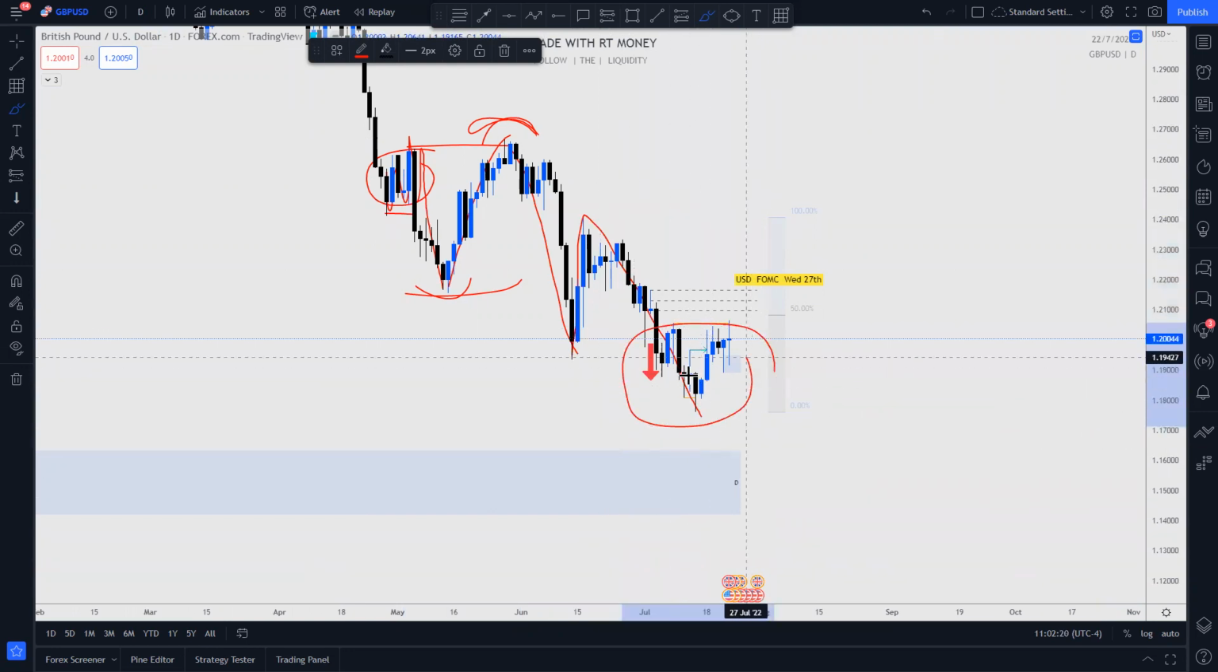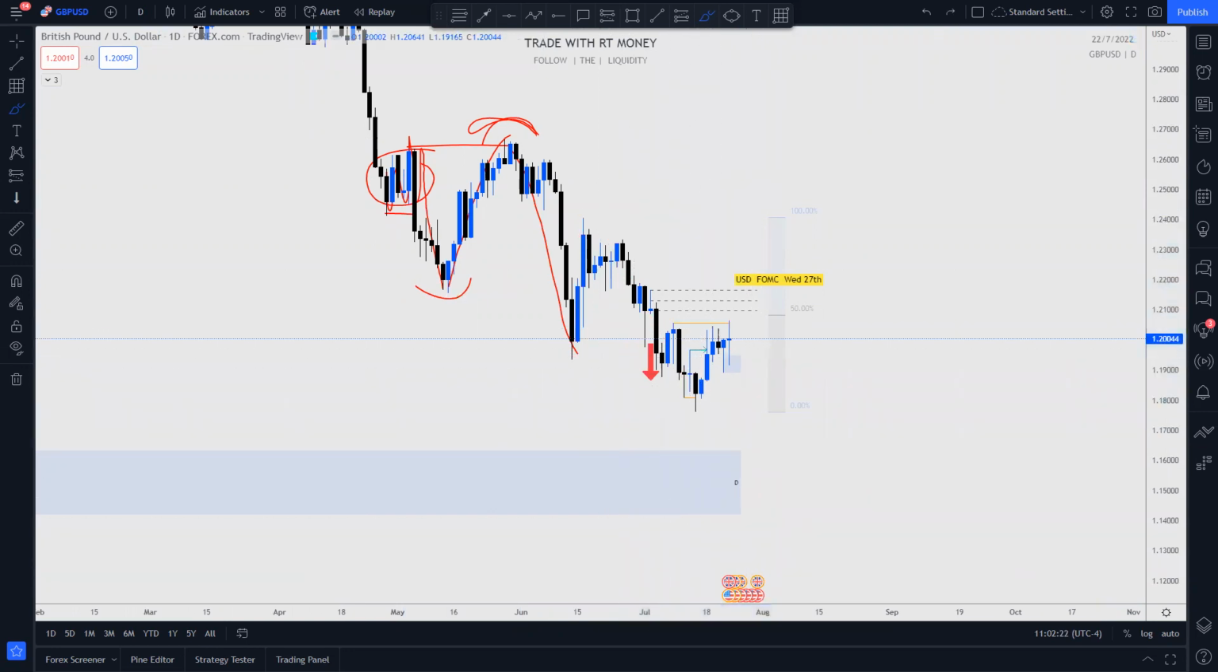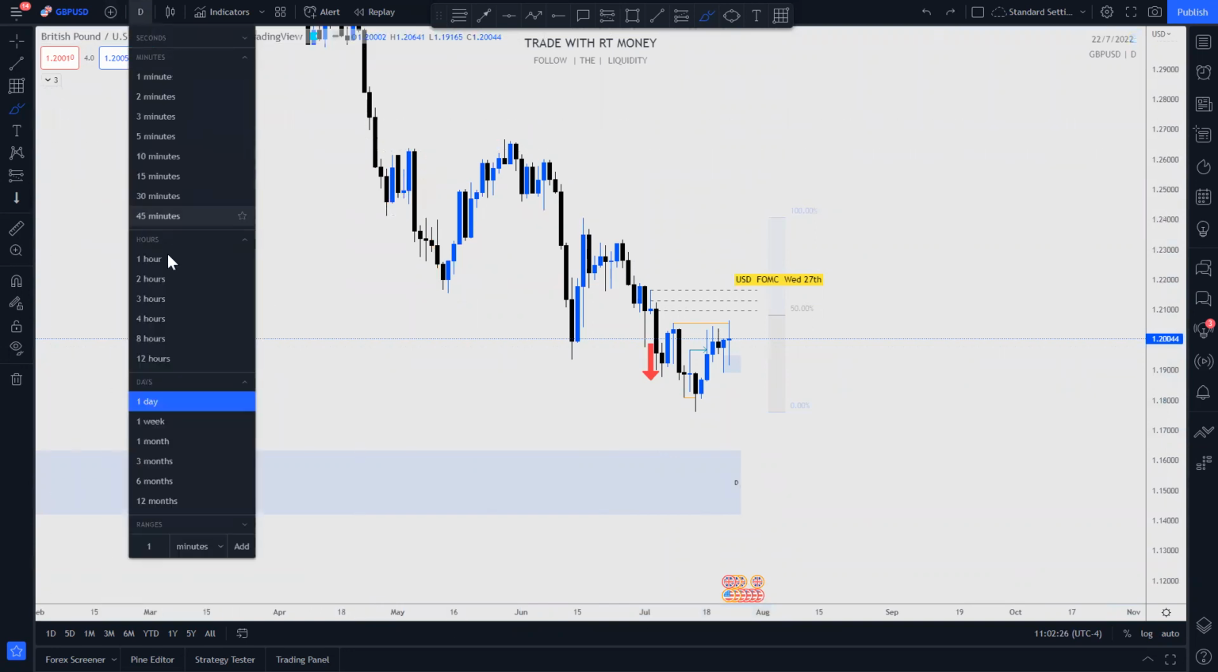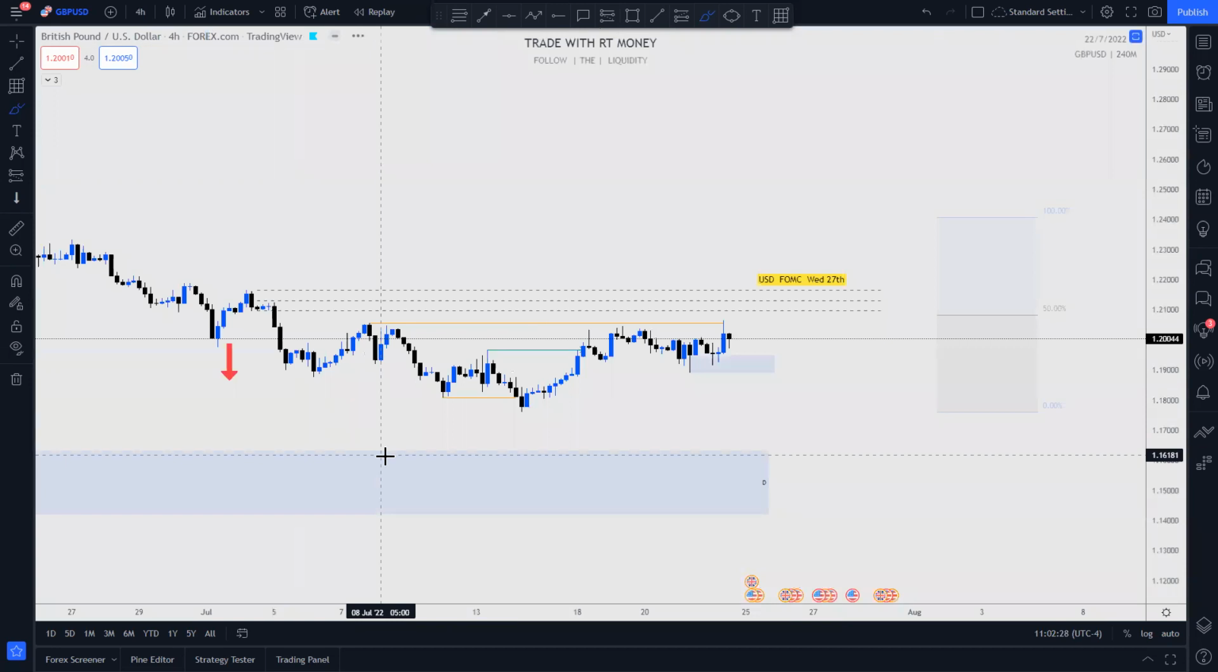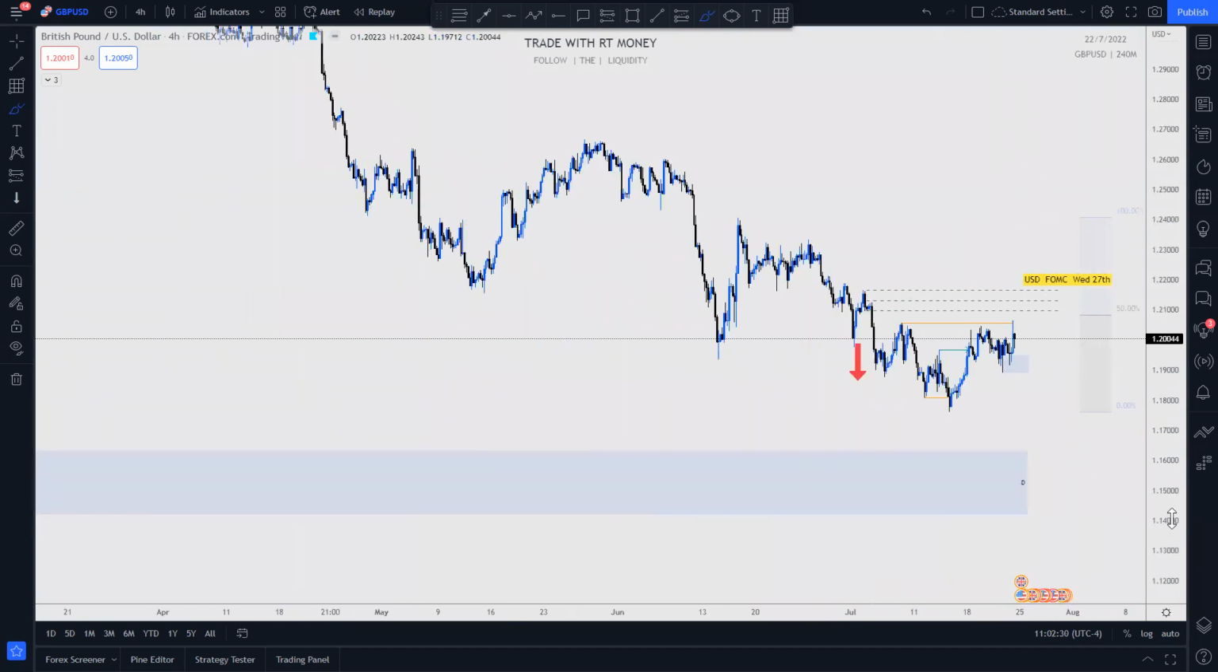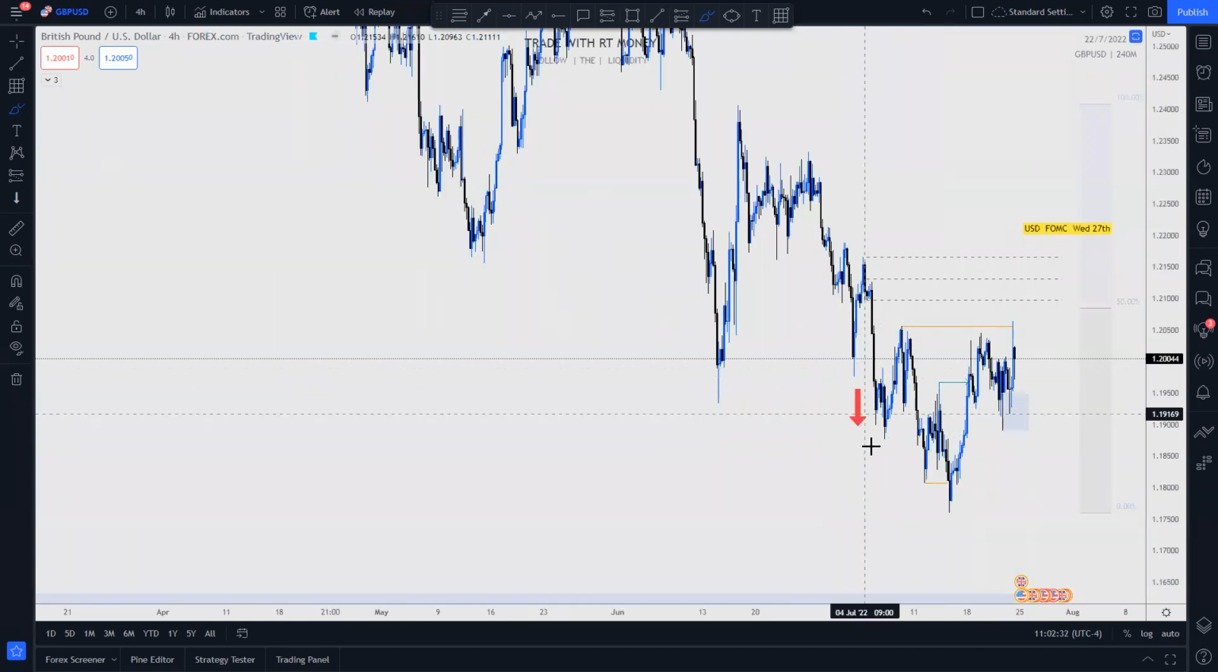Now we're going to get down to business on the 4 hour, okay? So all the high time frames are pointing at a bearish market, hence this big arrow here.